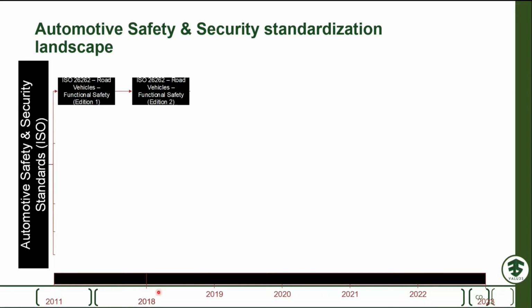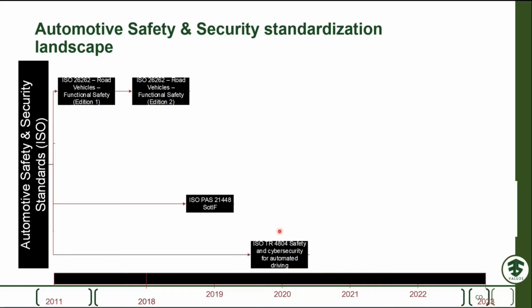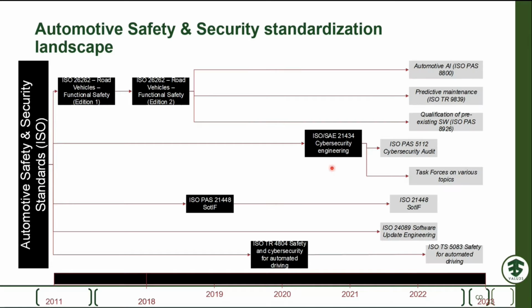And you already see here the timeline. The first step are 7 years, and then we have 1 year steps. Because then we had the next year the first standard on automated driving, the SOTIF standard. And then we had a technical report on safety and cybersecurity for automated driving. And then we had the cybersecurity standard. And this is all the standards with their expected publication time, which are now in development. So we see there really an explosion of the automotive safety and security landscape. And this is triggered by automated driving and connectivity.